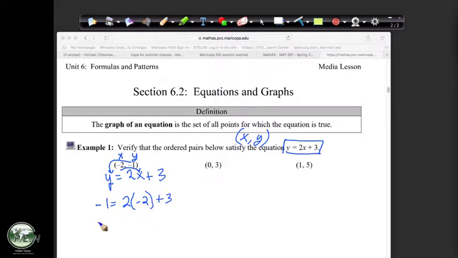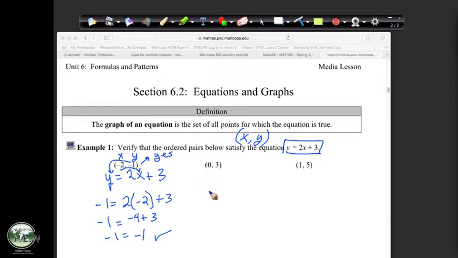Now the left-hand side is kind of already done. It's equal to -1. What's 2 times -2? -4 plus 3. So -1 equals -1. Is that true? It's true today, it's true tomorrow, it's true forever. -1 is equal to -1. So this is what we call a point satisfying an equation. For this point, yes, it satisfies this equation.